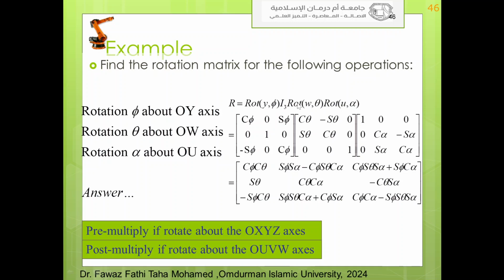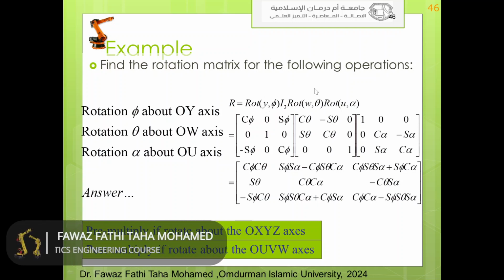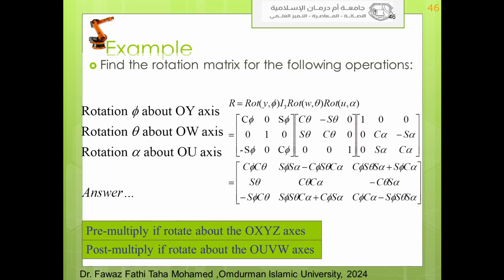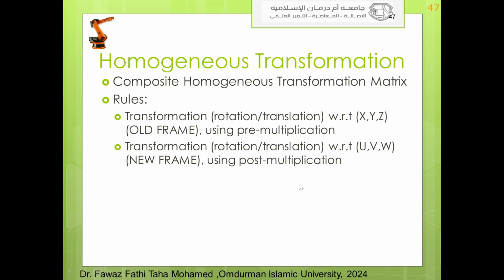Then I will make post multiplication, because here the rotation is around the current frame, the next frame rotated about the current frame, okay, or its previous frame, not the first frame or fixed frame. Okay, here we can make a multiplication and find the final result.